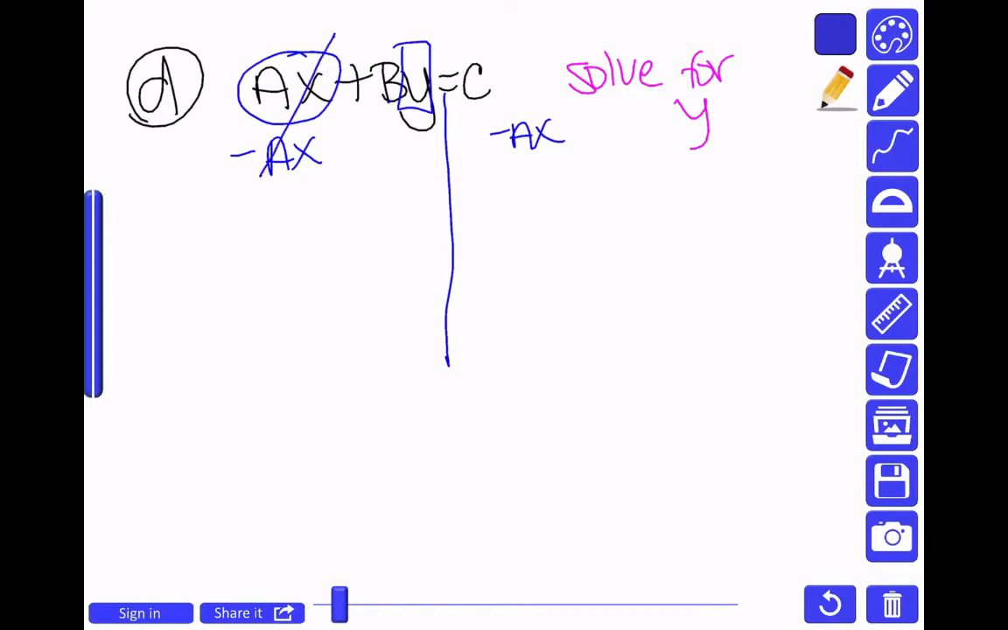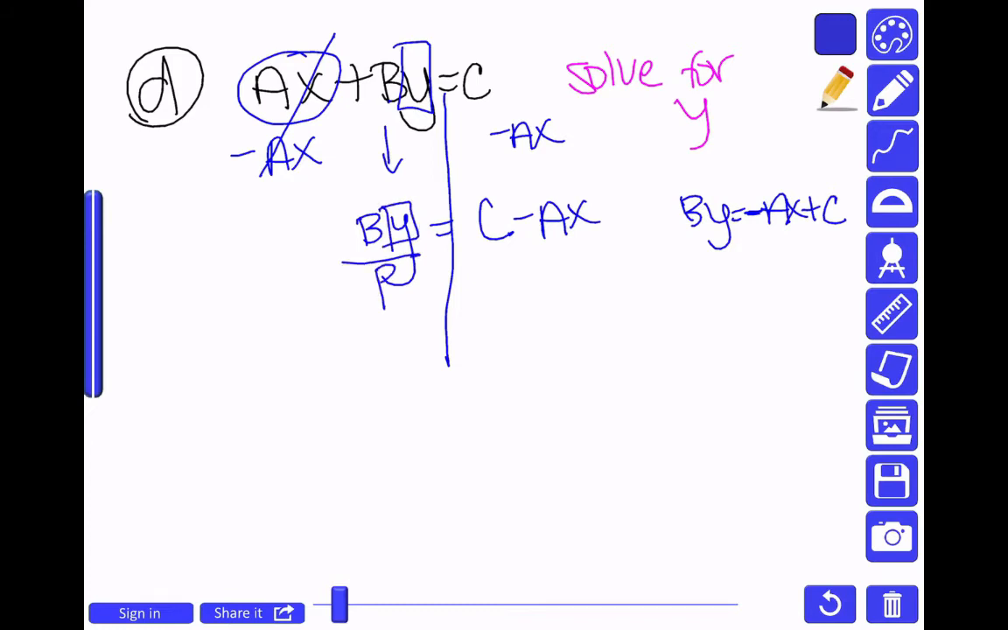ax minus ax is 0, so I'm left with b times y equals c minus ax. Just so you know, that could also be written as by equals negative ax plus c. Notice that ax is still negative in both scenarios. Now I need to get rid of the b, which I'm going to divide. Again, I want to make sure I divide this entire expression by b, not just one part of it. b divided by b is 1, so I have y equals (c minus ax) over b.